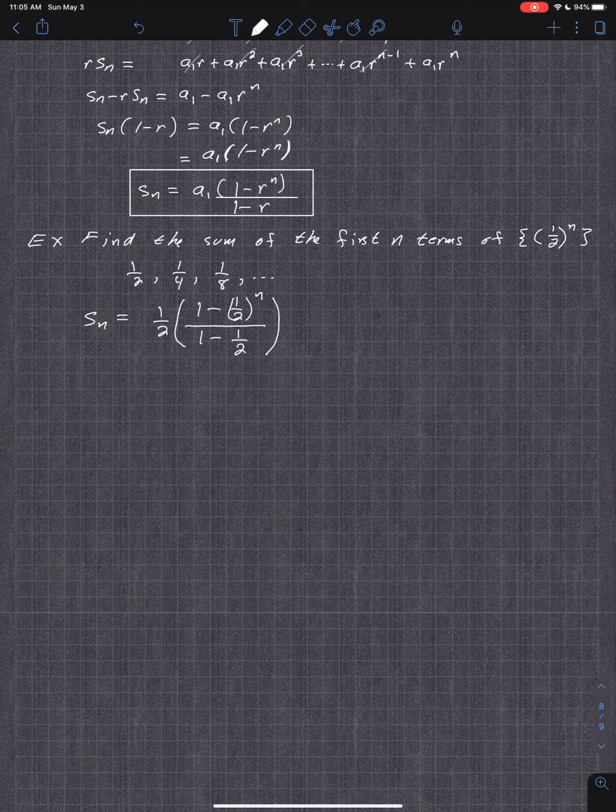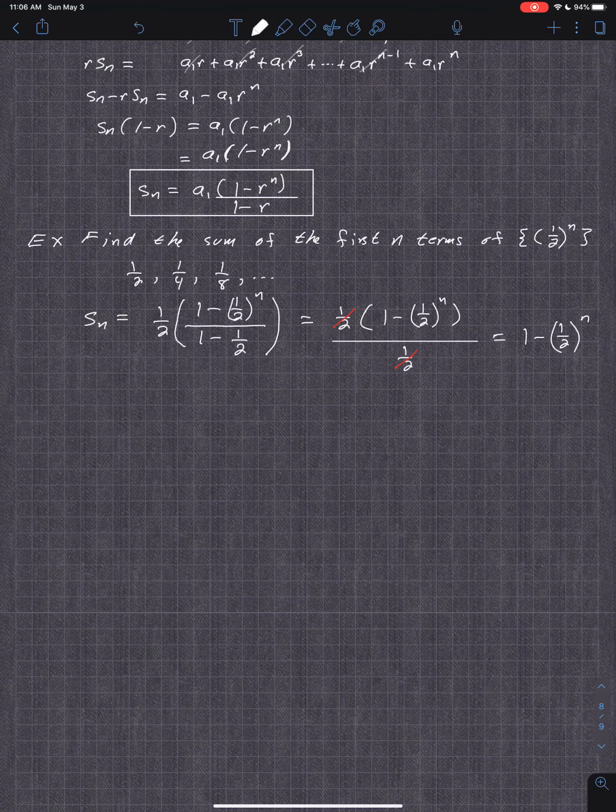And so the work really is in simplifying that sum. You've got all these halves running around. So let's do that. You get a half times 1 minus a half to the n, and then over a half. So those are gone, a half divided by a half is 1. And so you just have 1 minus a half to the n.